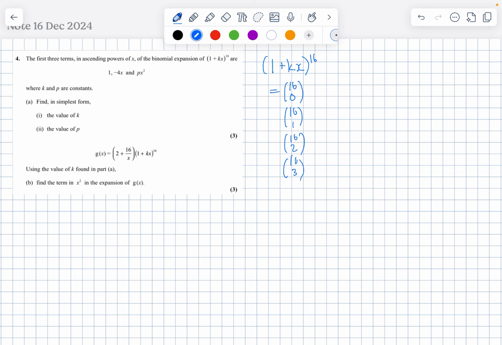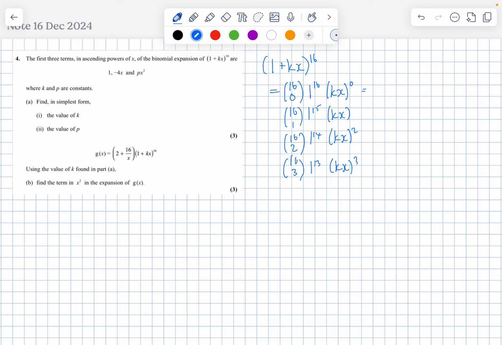So then we have to take out 1 to the power of 16, 1 to the power of 15, 1 to the power of 14, 1 to the power of 13. But of course, 1 to the power of anything is going to be 1 anyway. Now we've got our kx term. So (kx) to the power of 0, kx, (kx) all squared, (kx) all cubed. Okay, so what does that give us?